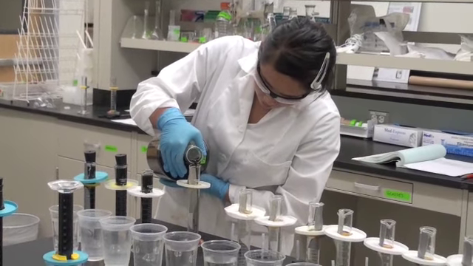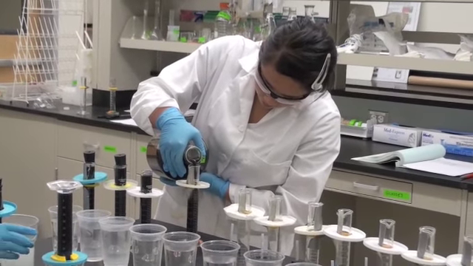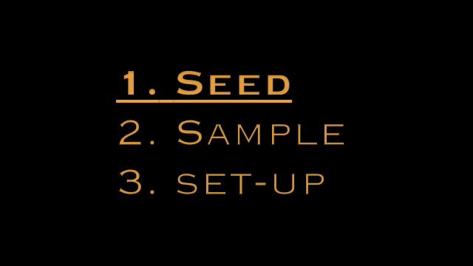Before we show you the procedure and how to monitor the experiment, you will need anaerobic seed material, the sample, which we want to biodegrade, and the setup, which includes glassware and other supplies. First, we will start with the seed material, also called biosolids, which is the active biomass.